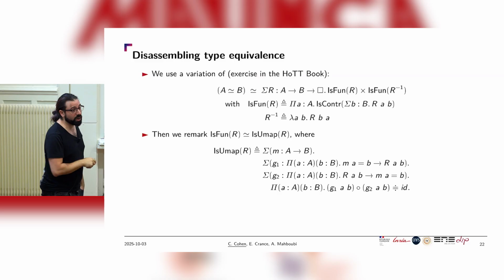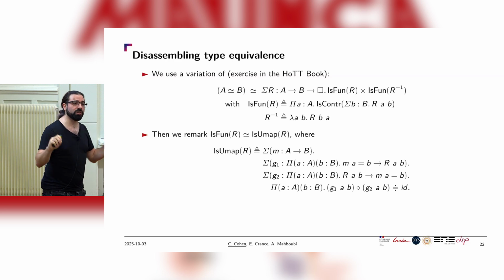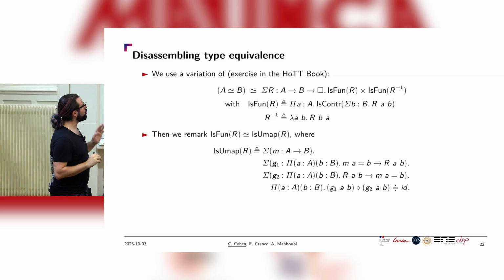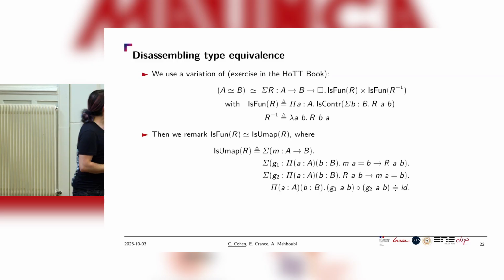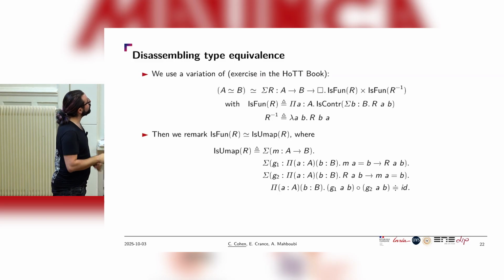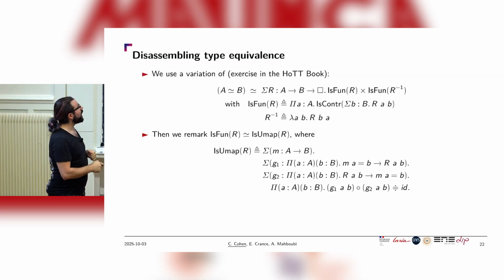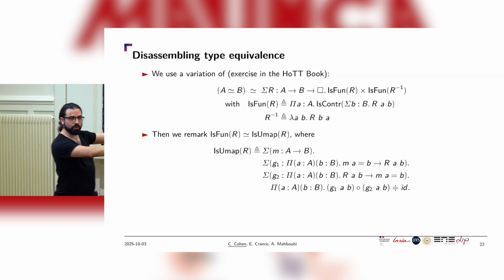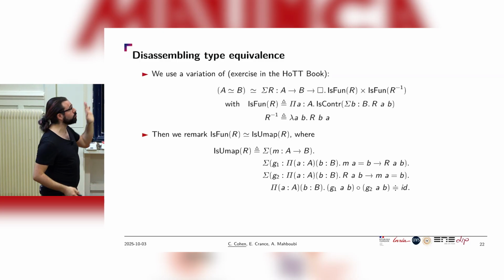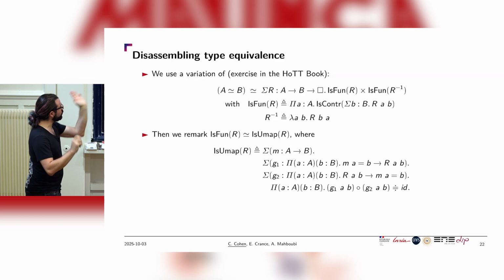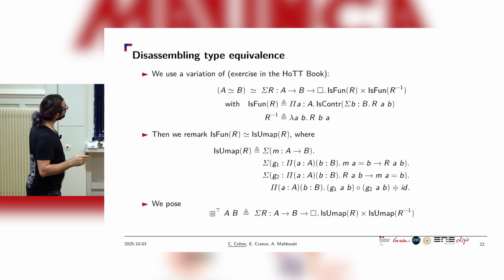So the first component tells you there is a function. The second component tells you that the graph of this function is included in the relation, but the relation is not proof irrelevant, so take this inclusion with caution. Then the third component tells you the relation is included in the graph of the function, and the fourth component tells you that there is some coherence which is necessary to make it equivalent to being a function, but let's forget about it.